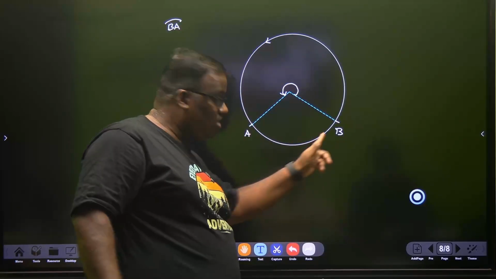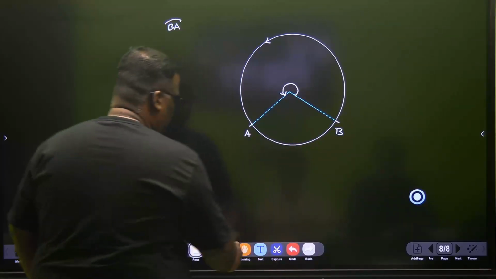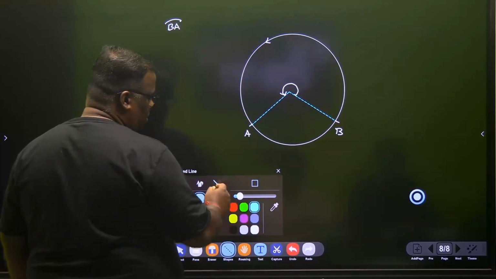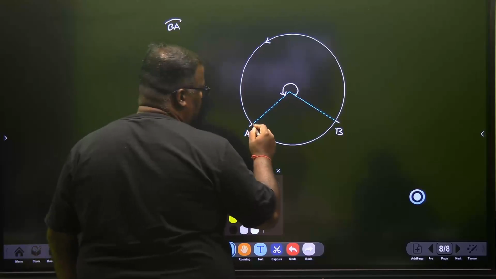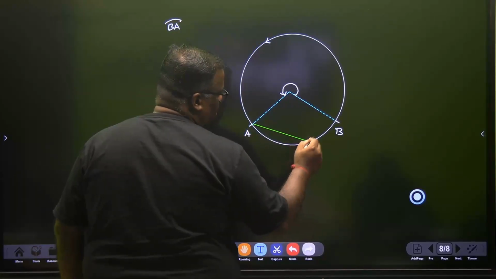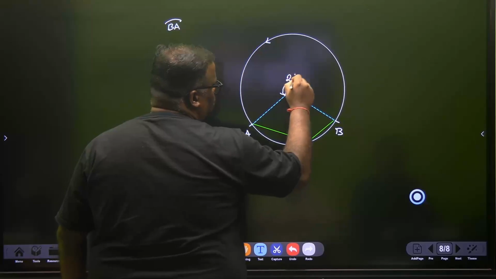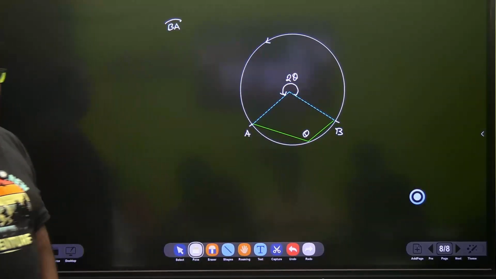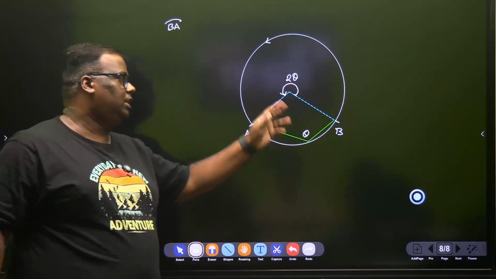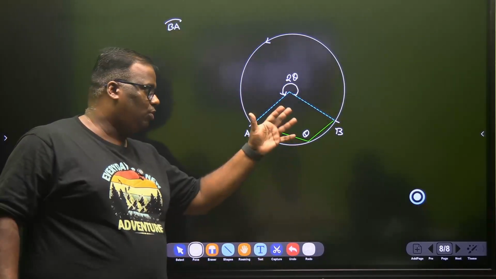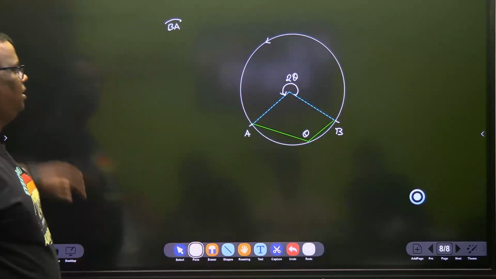Now the remaining portion is the small portion. So on the small portion, whatever angle you subtend, let's say this is the angle. If this angle is theta, then this is 2 theta. This is more for the circles chapter. You won't use it here.